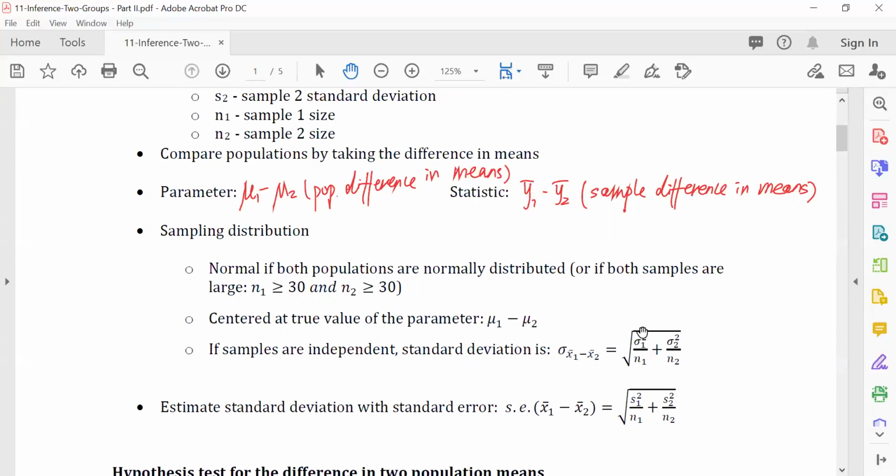If we replace the population standard deviations, sigma 1, sigma 2, by the sample standard deviations, S1 and S2, then we will have the standard error with a formula like this. This is going to be used because most of the time we don't really know the population standard deviation. So it's more practical that we use the sample standard deviation to replace the population standard deviation and use our standard error.